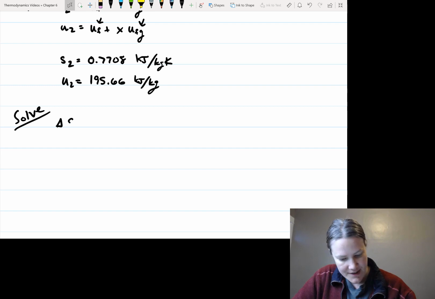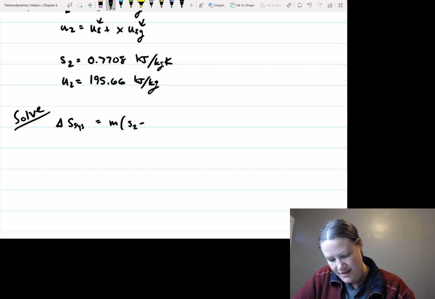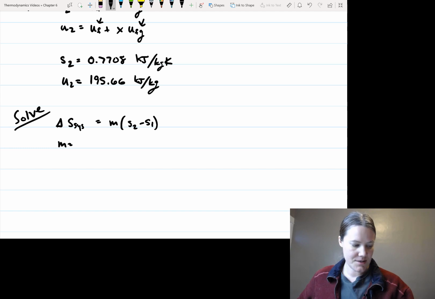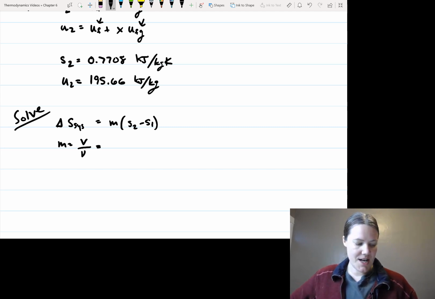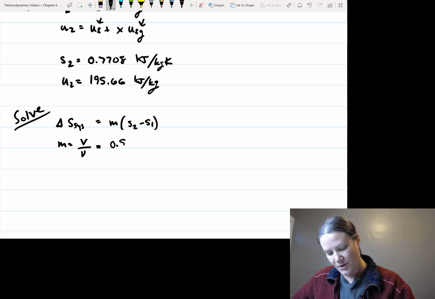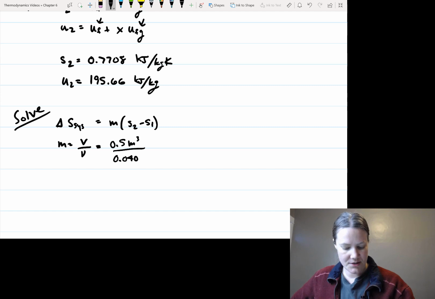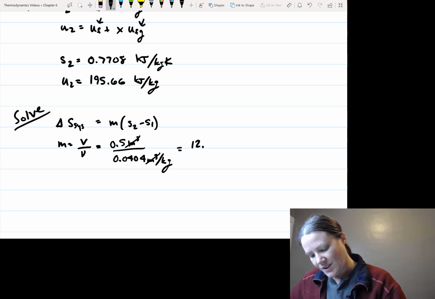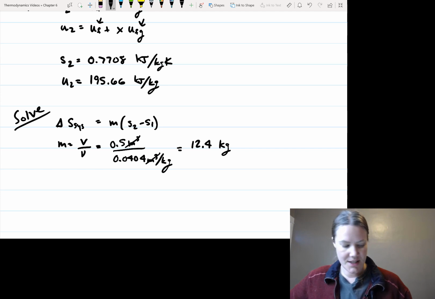All right, so let's solve our equations. I'm just going to write down the equation just so it's here. These are the equations that we wrote down earlier. We needed the mass, so that's just the given volume divided by the specific volume. So this was 0.5 meters cubed divided by 0.0404 meters cubed per kilogram. The meters cubed cancel and we're left with kilograms. This works out to 12.4 kilograms.